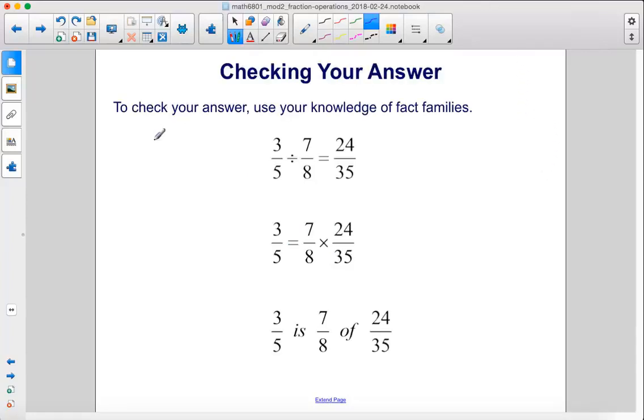To check your answer, use your knowledge of fact families. 3/5 divided by 7/8 gives us 24/35. Therefore, 3/5 equals 7/8 times 24/35. 3/5 is 7/8 of 24/35.